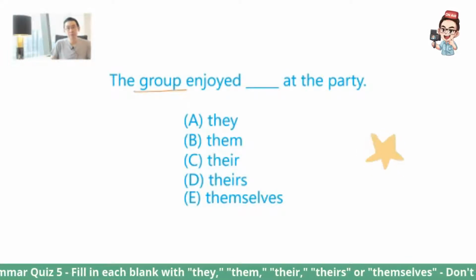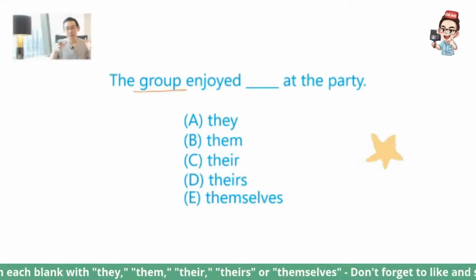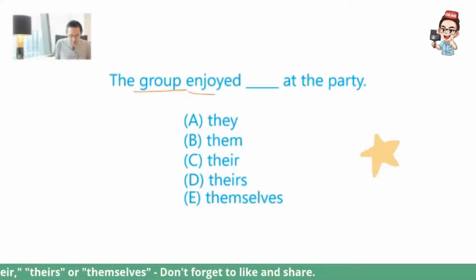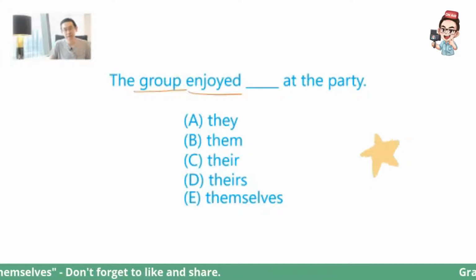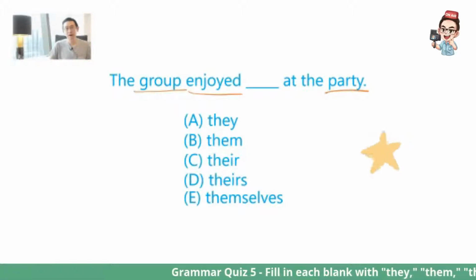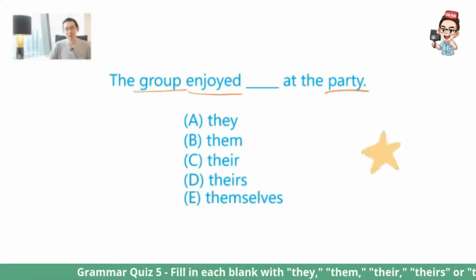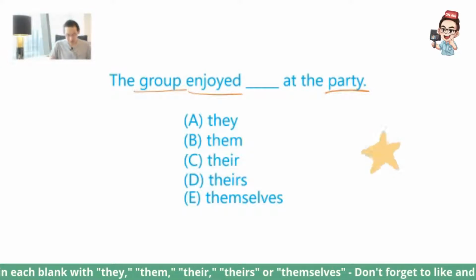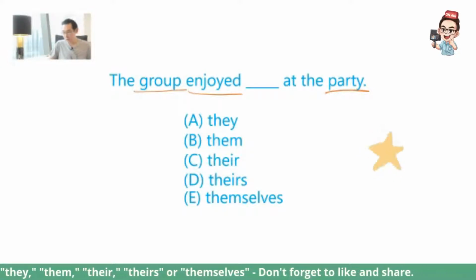So a group is like, maybe 3 or more people together, okay, and if they enjoyed something, it means they like it, okay? They like what? At the party, okay? So a party obviously is like, when you go to maybe have fun, listen to music and dance, for example. Okay, so what should be the correct answer?